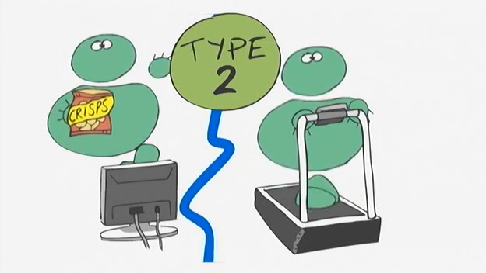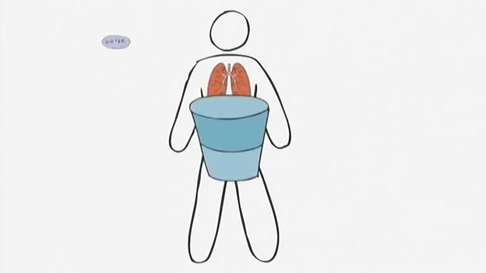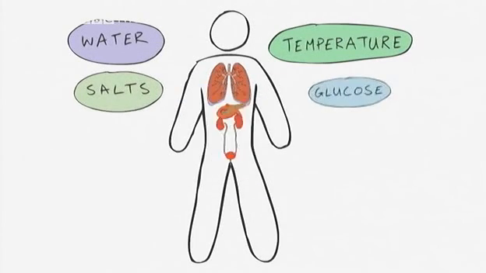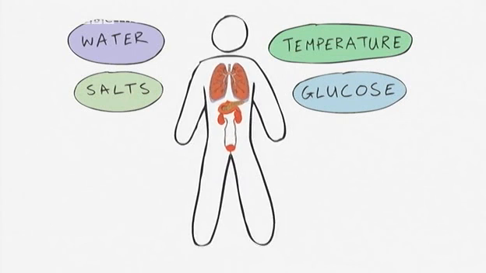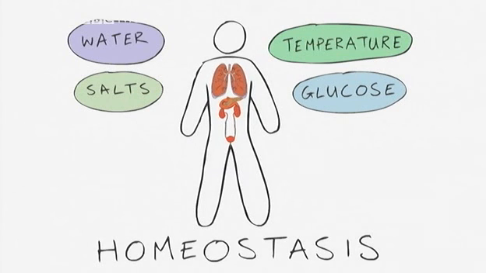The irony. So, to recap, water balance, body temperature, salt and glucose levels are all critical to life. Homeostasis means controlling these to maintain a constant internal environment.